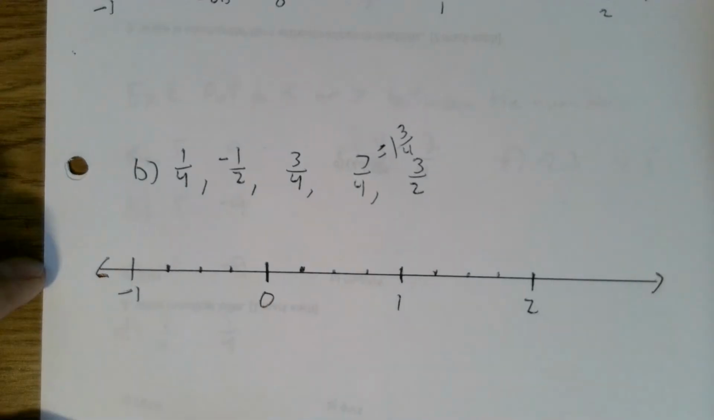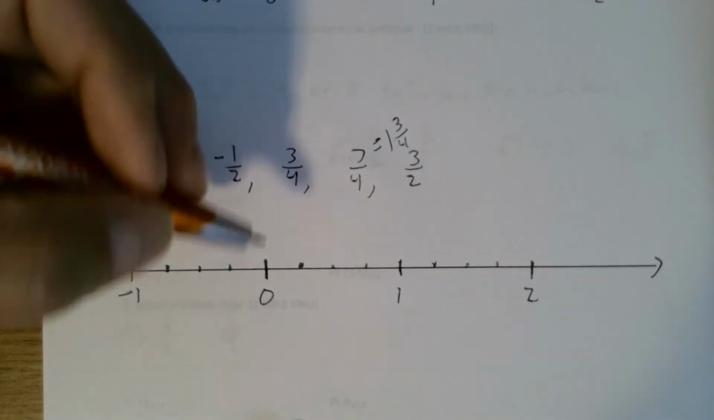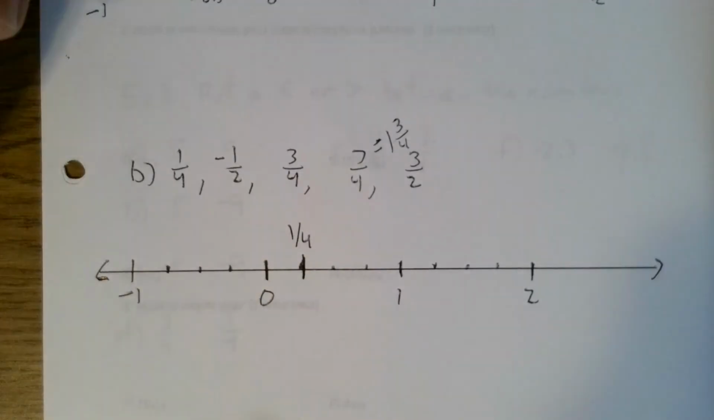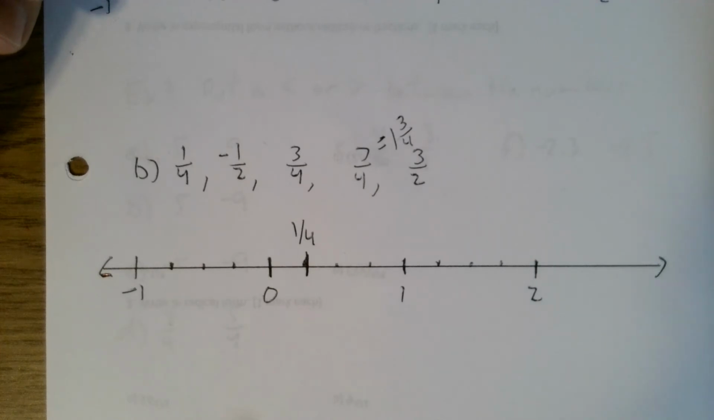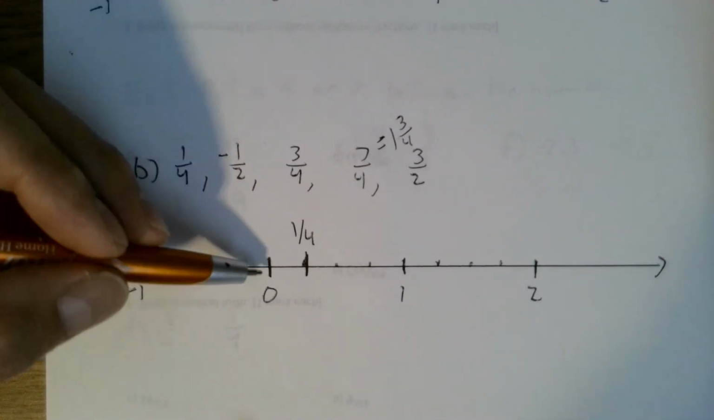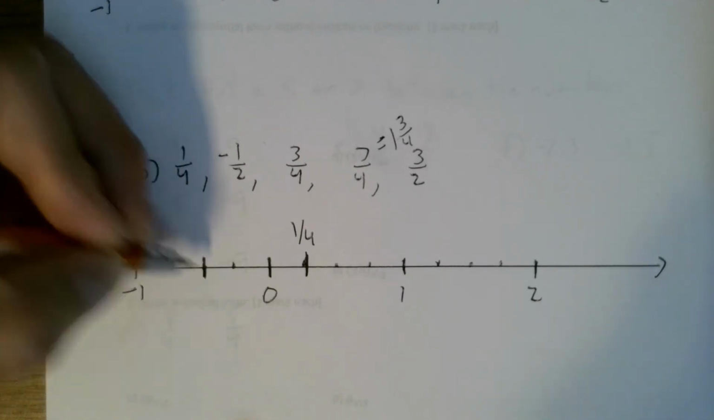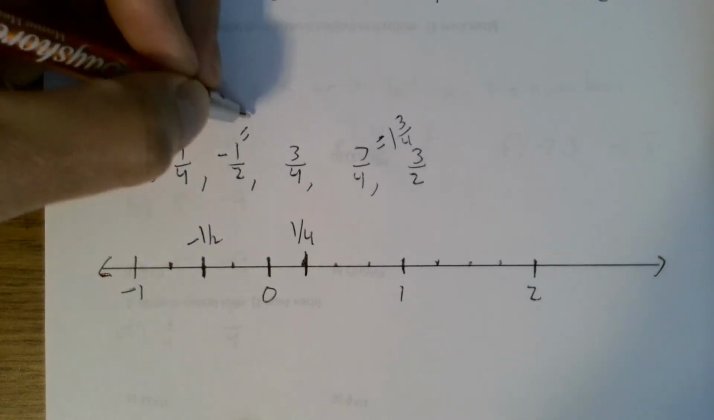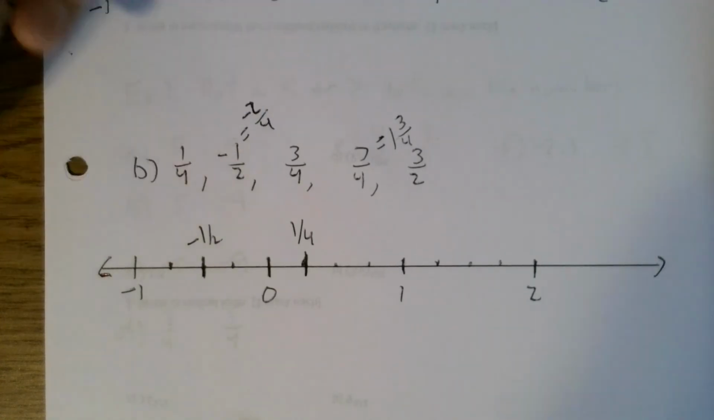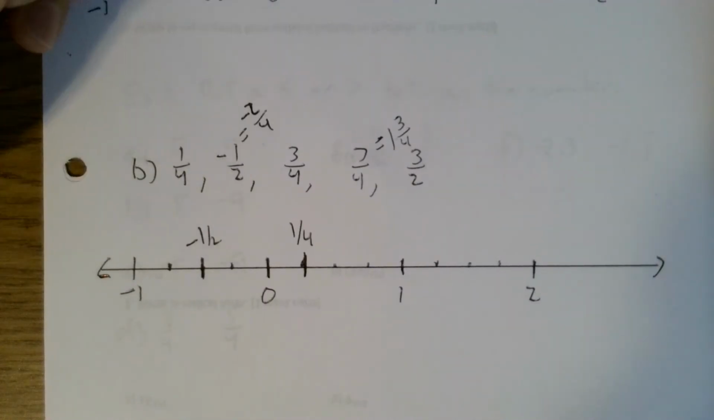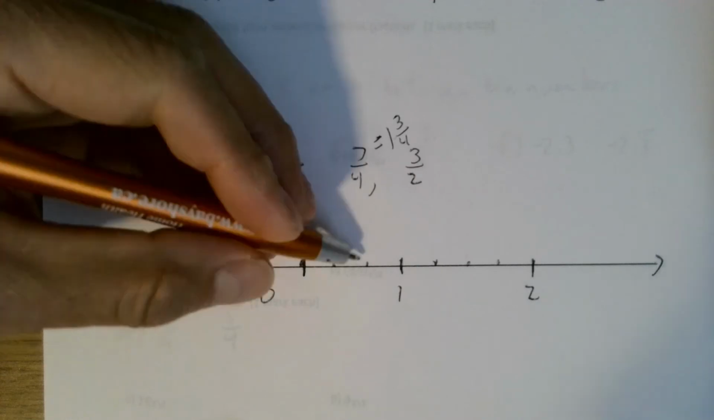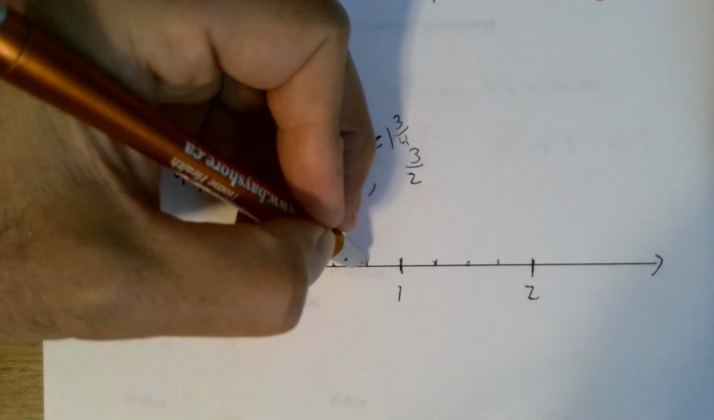Okay. First one's 1/4, so that's 1 out of the 4 spaces, going to be right there. -1/2. There's 2 ways to think about this. Obviously, -1/2 is going to be halfway between 0 and -1, so it's going to be here. Or we can think about it as -2/4. We can multiply top and bottom by 2 the same way we would if we were adding fractions. Okay, next one, 3/4. That's going to be 3 of the 4 spaces between 0 and 1. So that's going to be here.